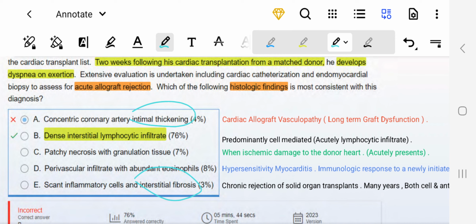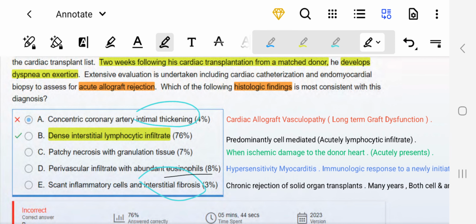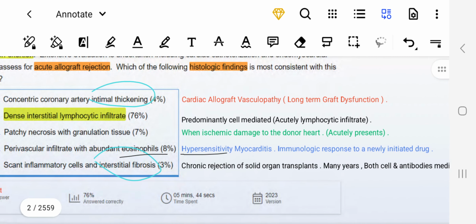Then why not option D? In option D, we have perivascular infiltrate with abundant eosinophils. Note this point, eosinophils. This is associated with a hypersensitivity reaction, right? Whenever there is perivascular infiltrate with abundant eosinophils, it presents as hypersensitivity myocarditis. These are the characteristics of hypersensitivity myocarditis, right? It is the immunologic response to a newly initiated drug, right?